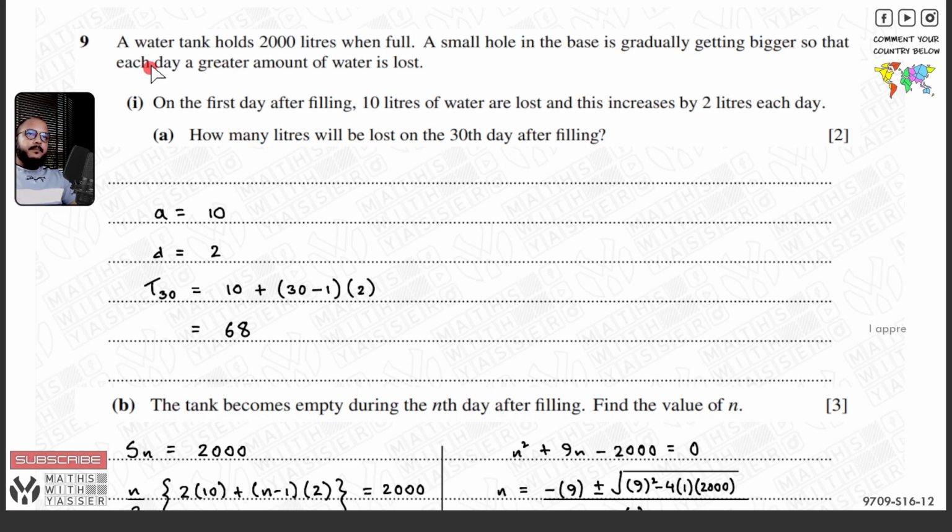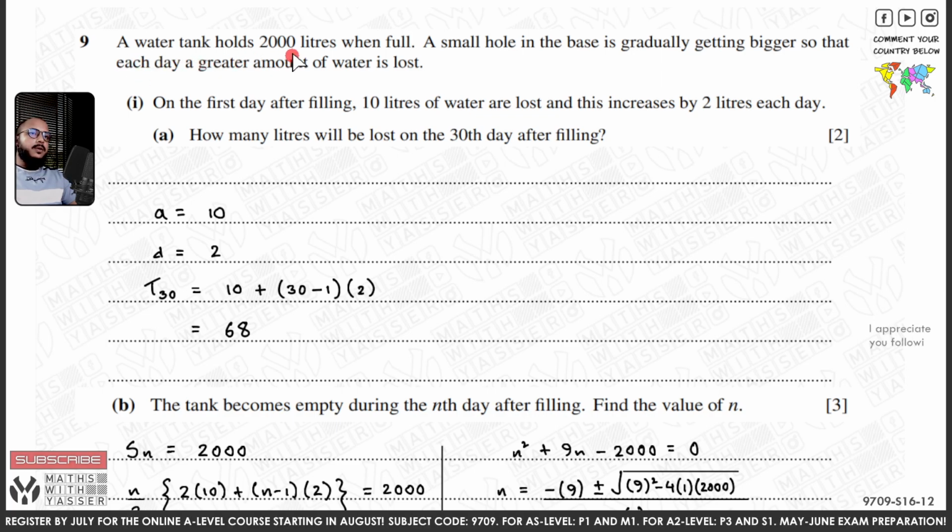Question number 9. A water tank holds 2000 liters when full. A small hole in the base is gradually getting bigger so that each day a greater amount of water is lost. On the first day after filling, 10 liters of water are lost and this increases by 2 liters each day. How many liters will be lost on the 30th day after filling?